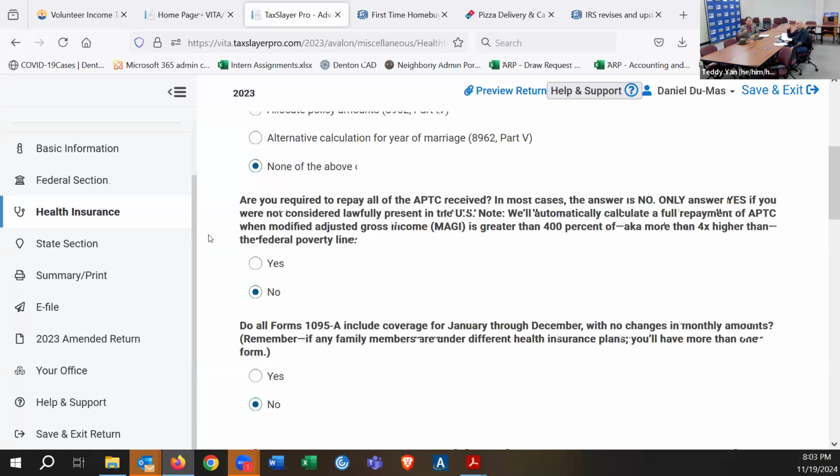Similar story, if someone somehow got an Affordable Care Act plan and then earned 4 times the federal poverty line, then they are supposed to repay all of the advanced premium tax credit that they received. It is incredibly rare for that to happen. I have never seen anyone who got Affordable Care Act and then earned more than 400% of the federal poverty line. 16,000.